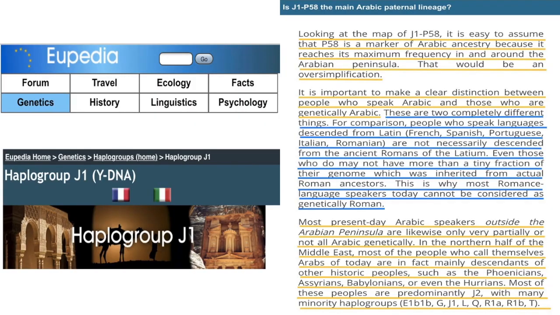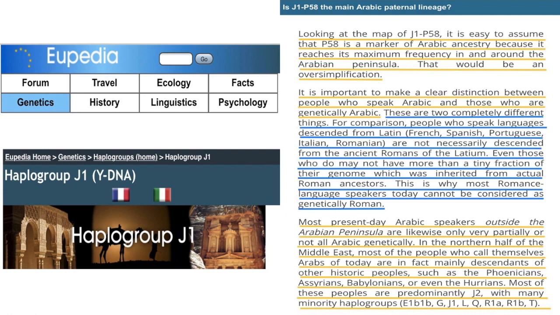And this isn't just me saying this. This is Wikipedia saying this under the section haplogroup J1. And it reads, looking at the map of J1-P58, it is easy to assume that P58 is a marker of Arabic ancestry, but it reaches its maximum frequency in and around the Arabian Peninsula and would be an oversimplification. It is important to make a clear distinction between people who speak Arabic and those who are genetically Arabic. These are two completely different things.